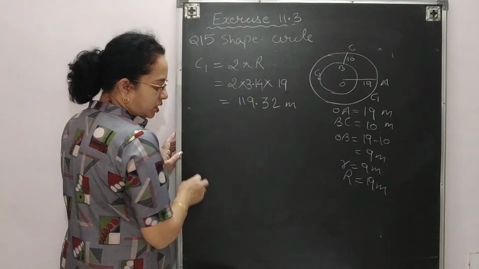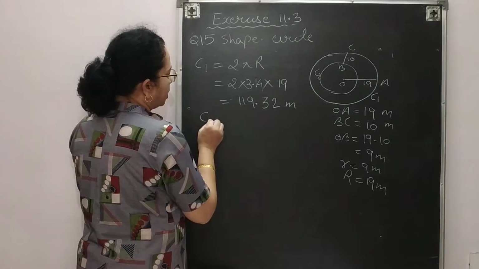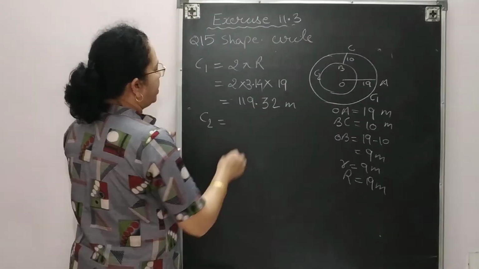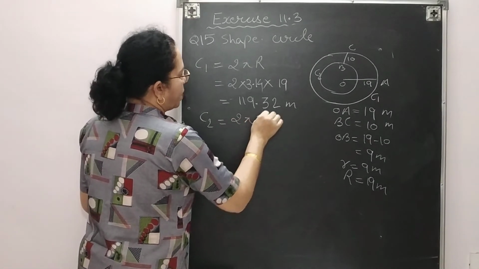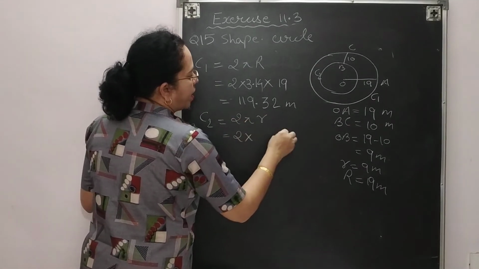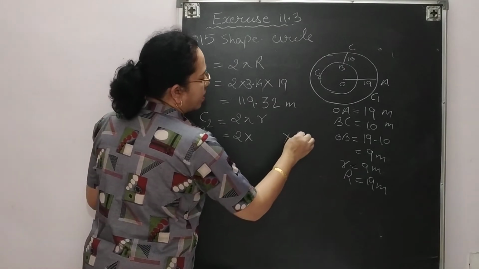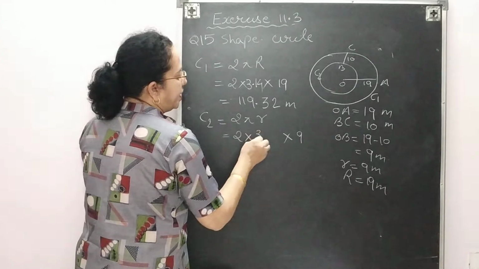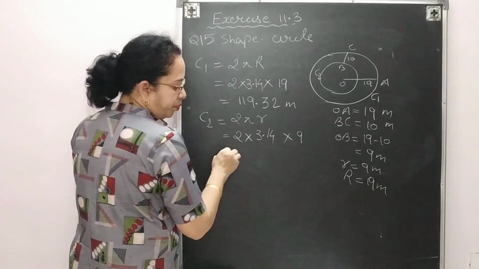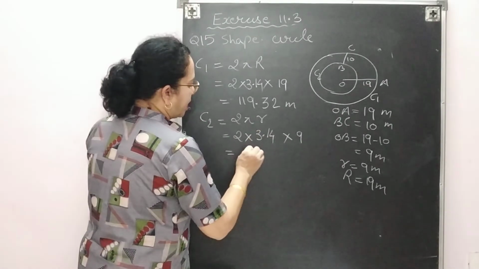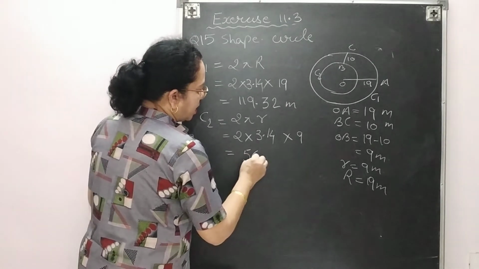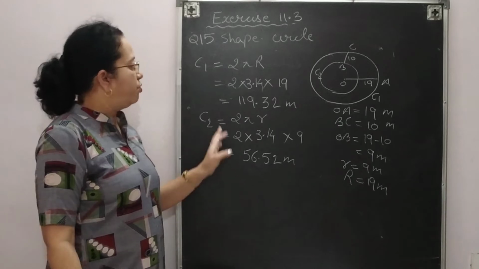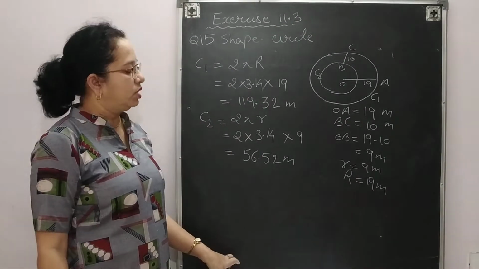Now you can find the circumference of the inner circle. I have already given it the name C2, so you can find C2, that is 2 pi r. 2, value of pi, and r is given as 9. Again the number is not divisible by 7, so write down 3.14. Multiply all the numbers and your answer will be 56.52 meter. So this way we found the circumference of both the circles.